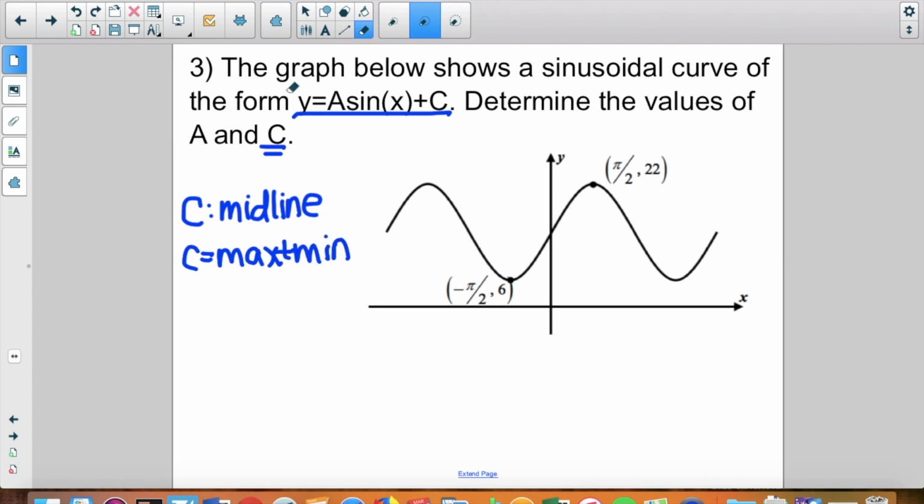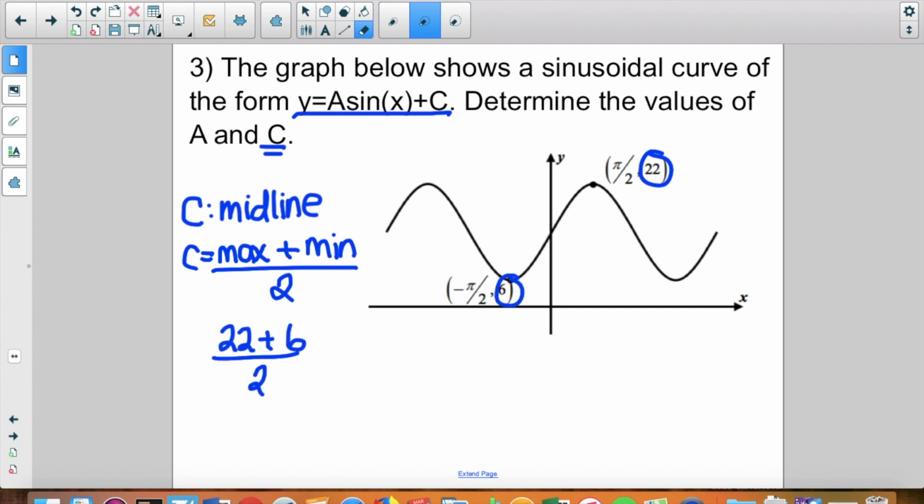and that does not look legible. And you guys know how OCD I am about my handwriting. So, anyway, you take your max plus, that's better, min, and divide it by 2. So our maximum point is 22. Our minimum point is 6. So we have 22 plus 6 divided by 2. 22 plus 6 is 28. 28 divided by 2 is 14. So C is equal to 14.